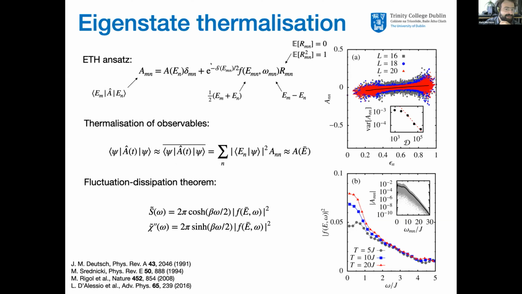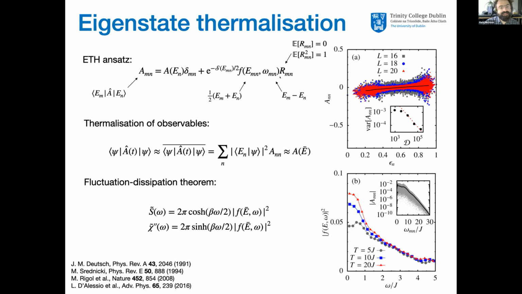So we have some factor, which is an exponential suppression factor. So S is the entropy that I showed you on the previous slide, okay? Then we have basically some smooth function, which is a function of the average energy, which is essentially related to the temperature, and this frequency, which is related to the oscillation frequency of the corresponding coherence, okay? And then finally, we have these pseudo-random numbers, which just have zero mean and unit variance.